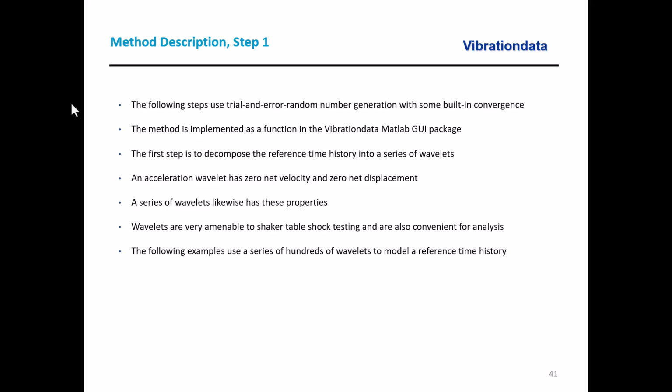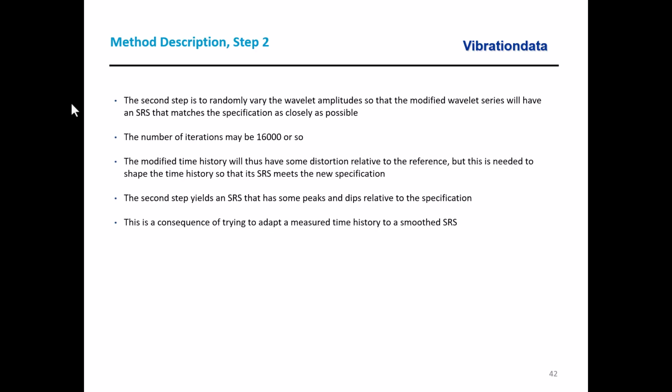And we'll do an example here, and we're going to use hundreds of wavelets to model a reference time history. The big picture here is we want to take that measured time history, model those wavelets, and bend and stretch those wavelet amplitudes to satisfy a given shock response spectrum specification. So the second step is to randomly vary the wavelet amplitudes so that the modified wavelet series will have an SRS that matches the specification as closely as possible.